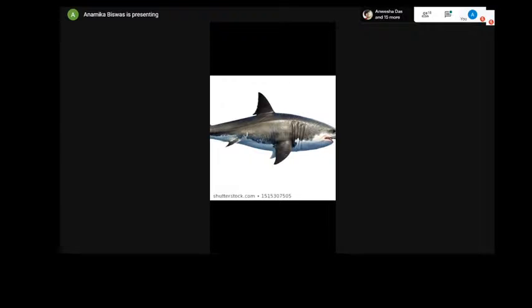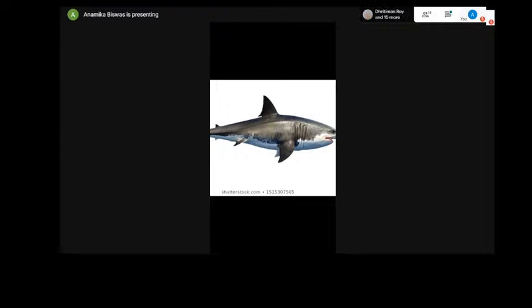Examples are Scoliodon, that means shark, Trygon, that means stingray, and hammer-headed shark. These are the examples of chondrichthyes, that means cartilaginous fishes. Next is bony fishes.